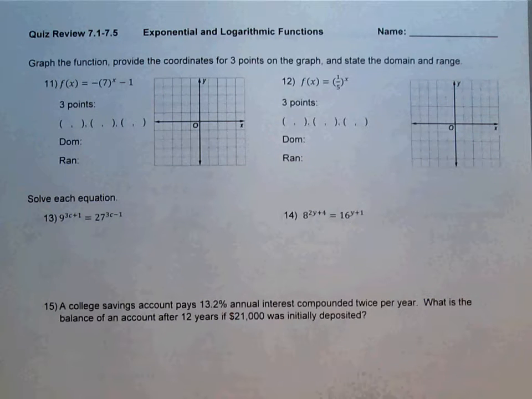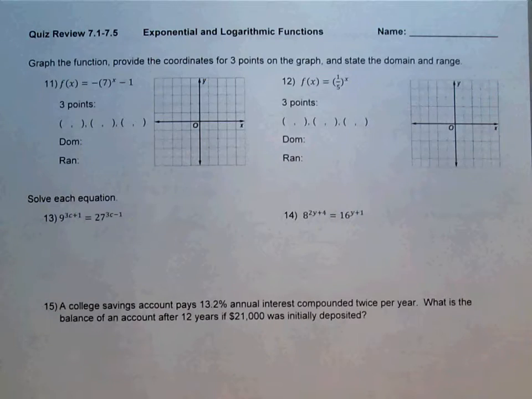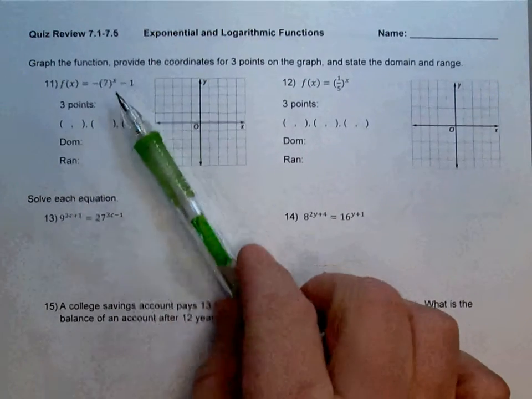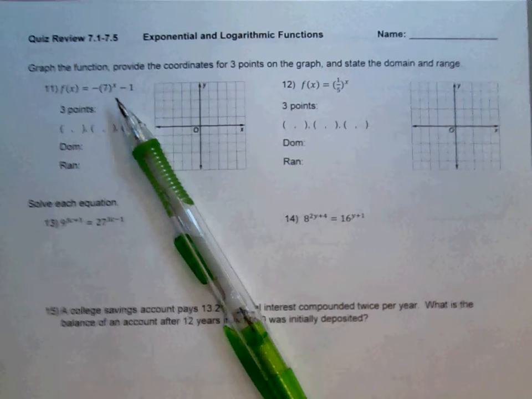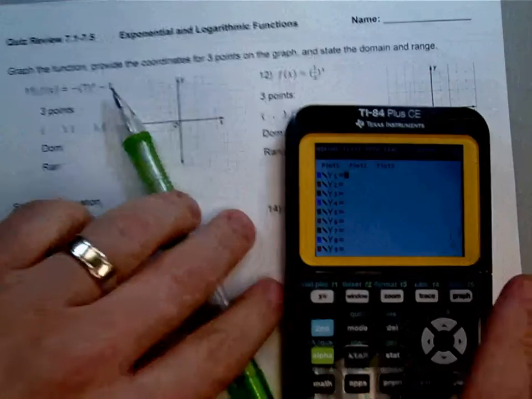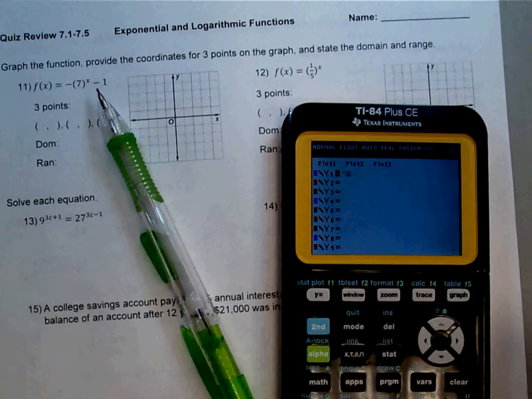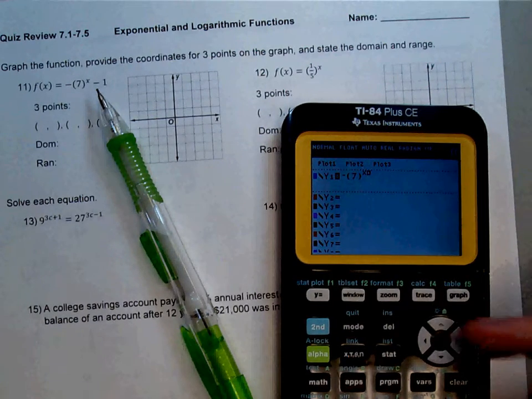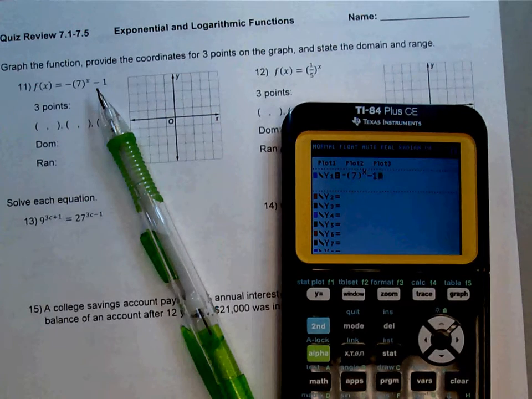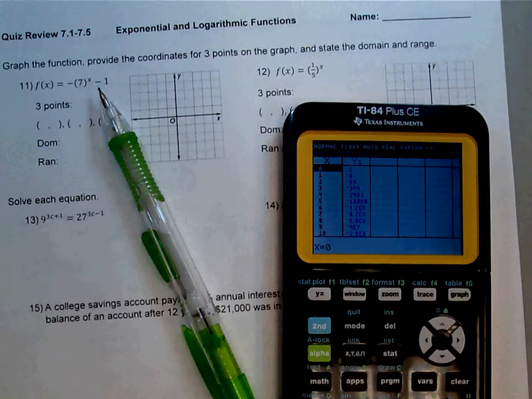All right, number 11, we're going to be graphing here. So we've got an exponential problem. I'm going to type this in the calculator so we can get our points from our table. Okay, so we got it open to y equals, so a negative 7, raise it to the power of x, then we're done with the exponent, so arrow to the right, minus 1. We go to table, so second table.